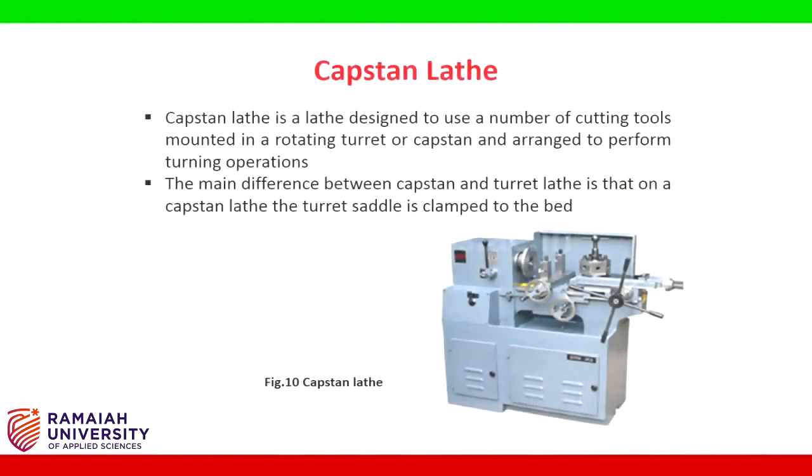Capstan lathe. Capstan lathe is a lathe designed to use a number of cutting tools mounted in a rotating turret or capstan and arranged to perform turning operations. The main difference between capstan and turret lathe is that on a capstan lathe, the turret's saddle is clamped to the bed.